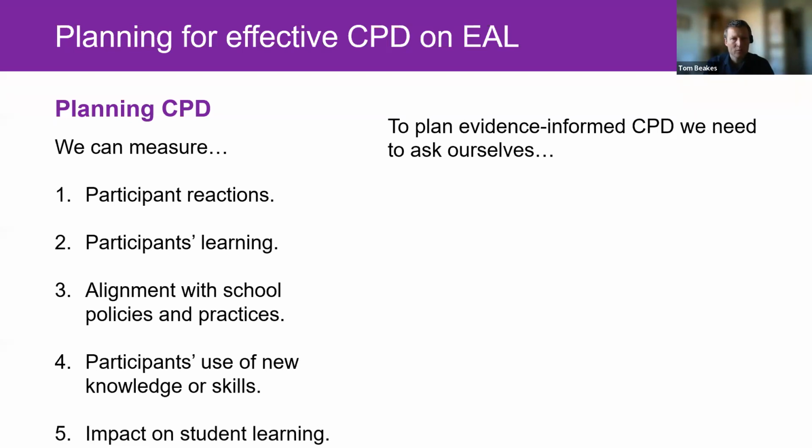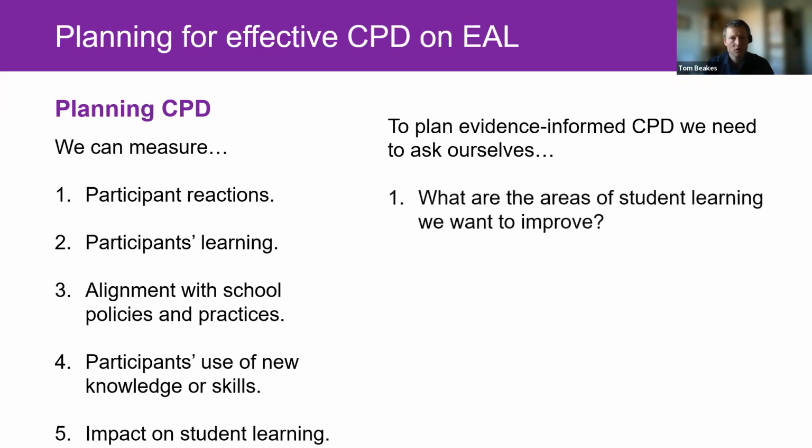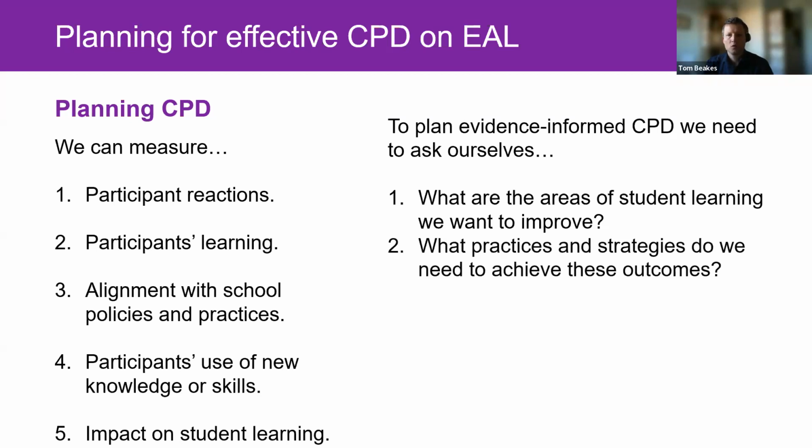So we talked before about the importance of students' learning and its impact. So you may want to ask yourself, what are the areas of student learning we want to improve? And obviously, if we're collecting data on our students' learning, we might realize that there are certain areas where they are struggling, or certain groups of students who are struggling. Secondly, we can think about what practices and strategies we need to achieve these outcomes. So what are the things that need to be happening in our classroom? What are the skills and knowledge that are needed to help our students?